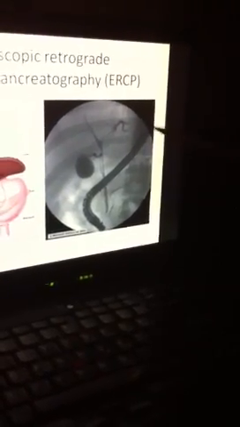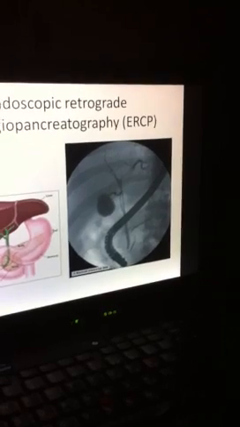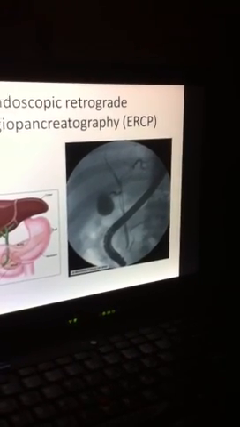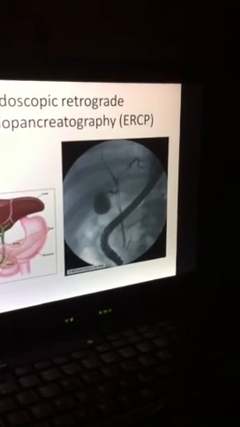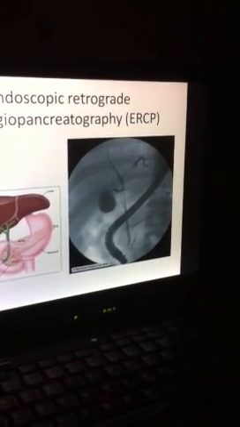No, this is the scope. Where is the scope right now? Does anyone know what structure it's in? In the duodenum? Mm-hmm. It's in the duodenum. Yep. So the patient swallows the tube, the scope. It goes through the esophagus, through the stomach, into the duodenum.